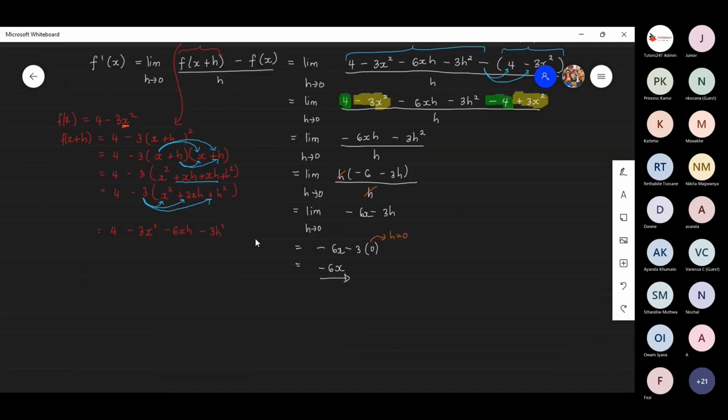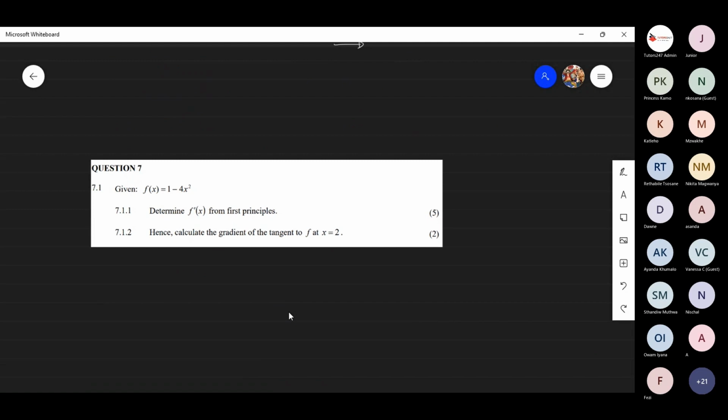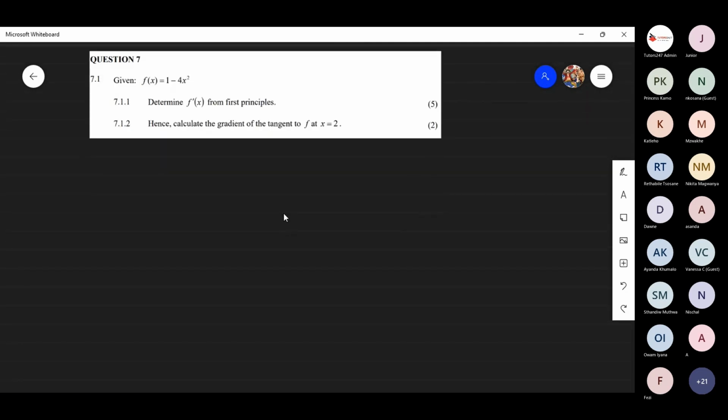So our next question is basically something similar. So we're going to use the exact same process as we did previously. The only difference in this question is that we are asked to calculate gradient. So once we are done with 7.1.1, I will explain what a derivative actually is and how it is related to gradient, okay? So we have question 7.1.1.